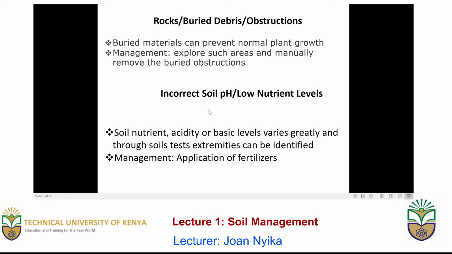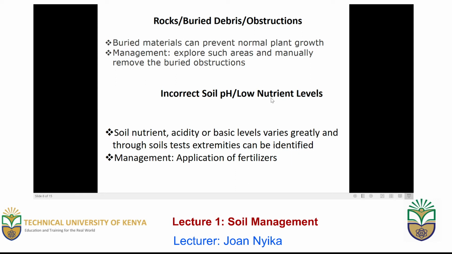The other problem we will look at is the presence of incorrect soil pH and low nutrients. This could be as a result of the misuse of fertilizers, which we are going to look at at a later stage in this class, or the presence of what we refer to as nutrient mining. Over a long time, most of the soils in arid areas have been used and reused so that the nutrients that were present have already been exhausted. And those that are remaining are too few and very inadequate for plant growth.